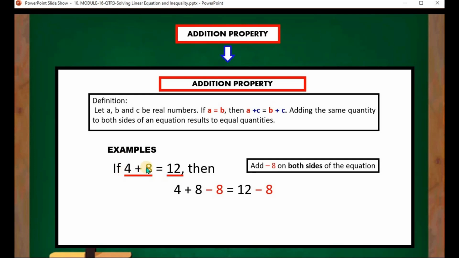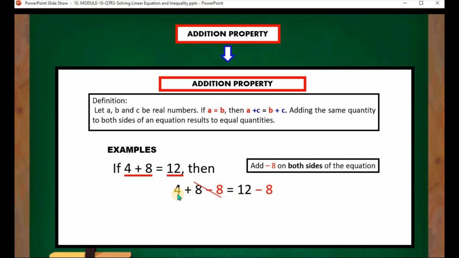So, our first equation, 4 plus 8 is equal to 12. This is 12, this is 12. So, balanced. Now, we add a negative number. If you put negative 8 here, you need to do the same on the other side because you need to keep it balanced. It should be equal. Now, let's see if they are still equal. What happens to positive 8 and negative 8? That becomes 0. So remember, whenever you have the same number with different sign, automatically that will be 0 because they are additive inverses.